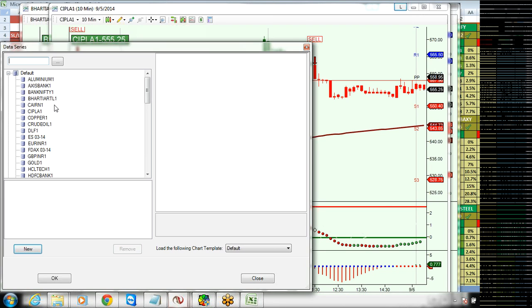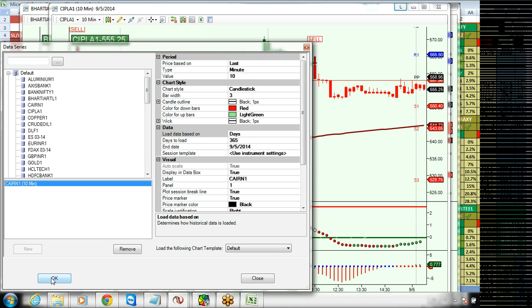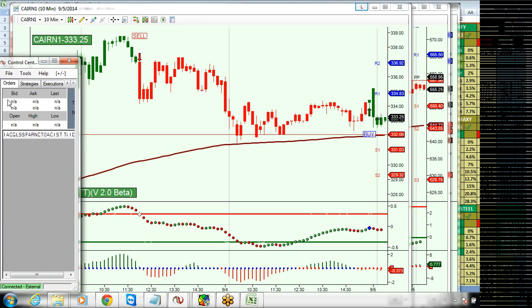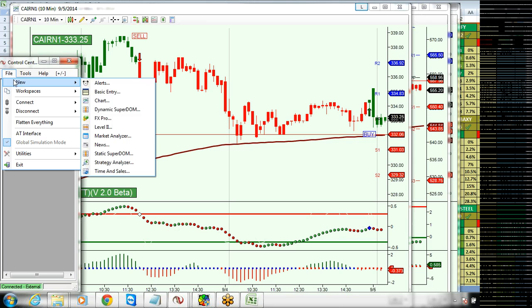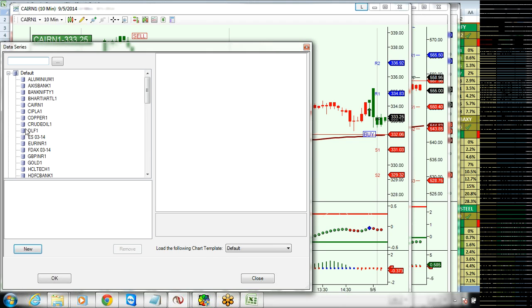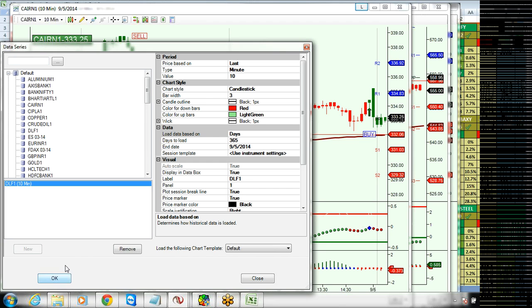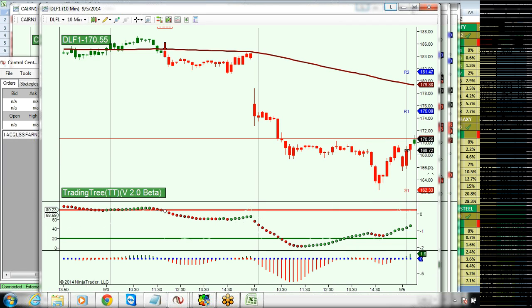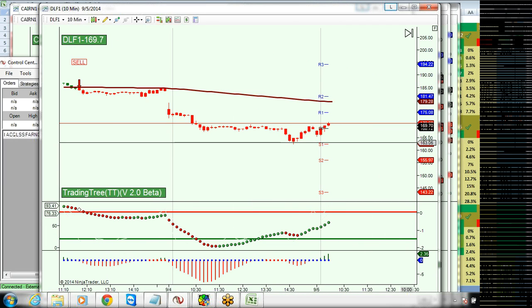Supply is flat. Care India, we had a sell call. So that is also flat now. So let's go to DLF. DLF, we have a buy call.